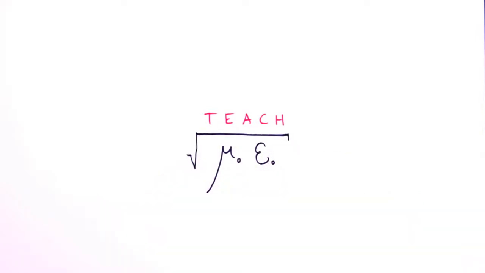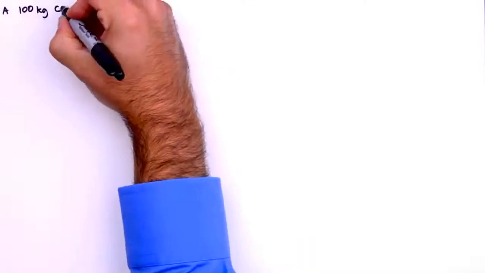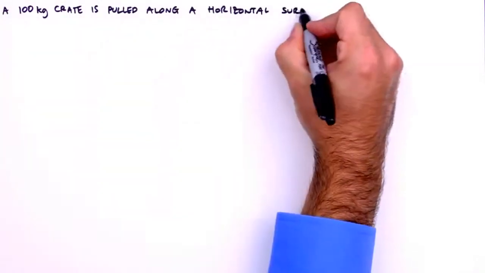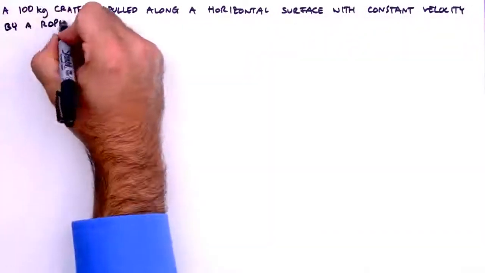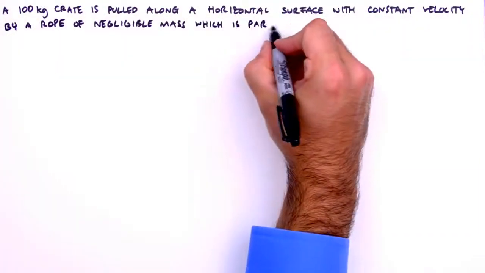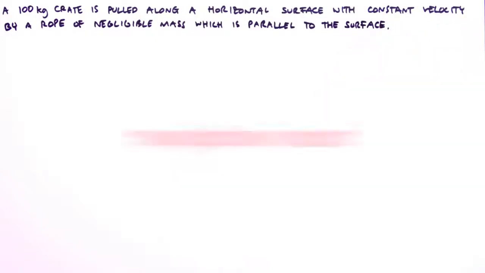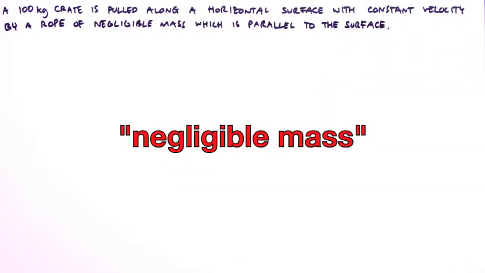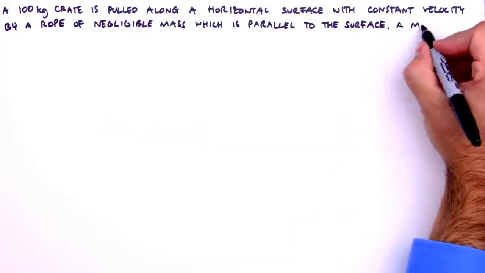A pulley, by the way, is a wheel on an axle that's used to facilitate and direct the movement of a rope or cable. In this problem, a 100 kilogram crate is pulled along a horizontal surface with constant velocity by a rope of negligible mass, which is parallel to the surface. Negligible mass means we can ignore the rope's inertial contribution to the system's motion, thereby simplifying the problem.